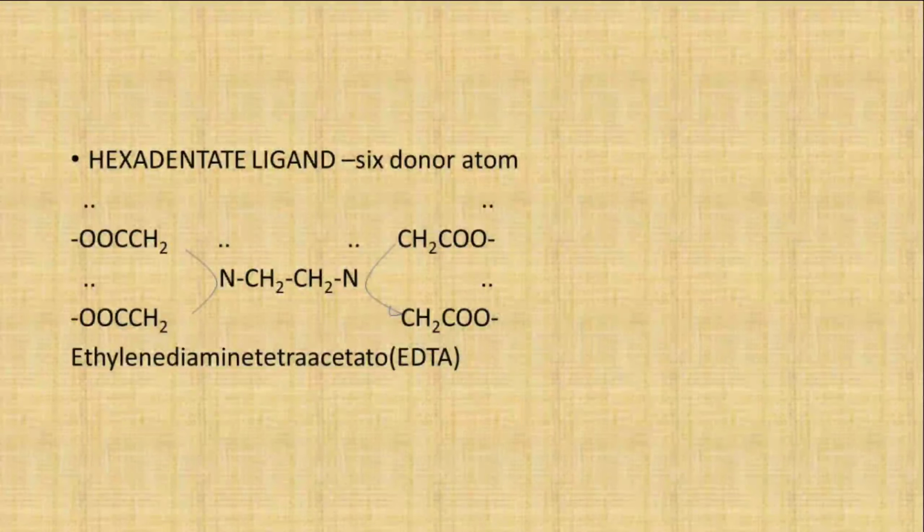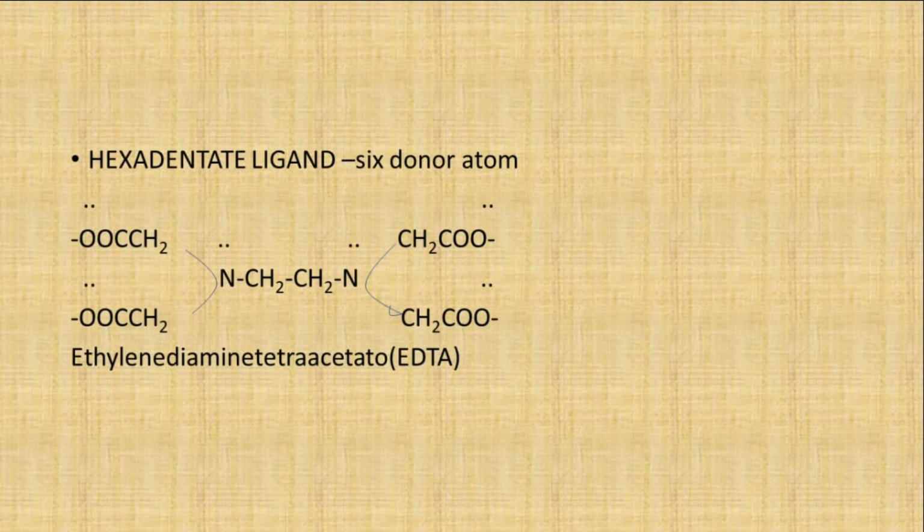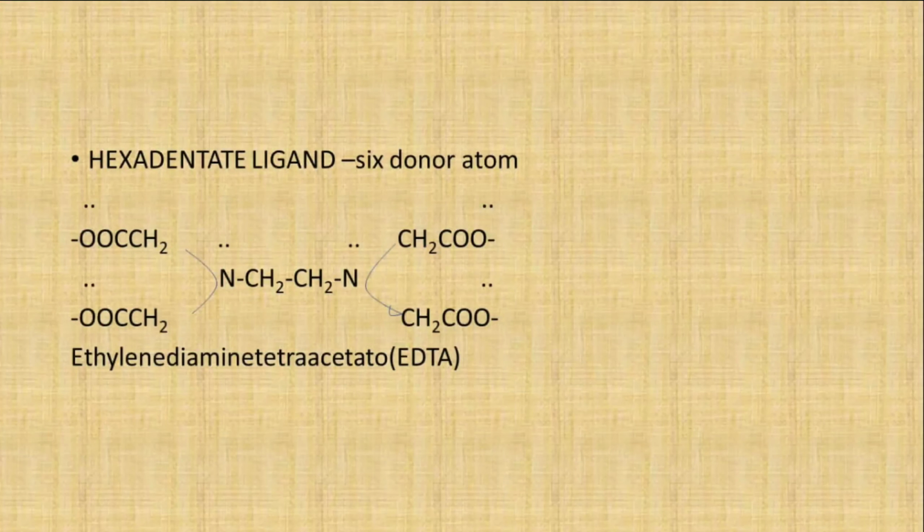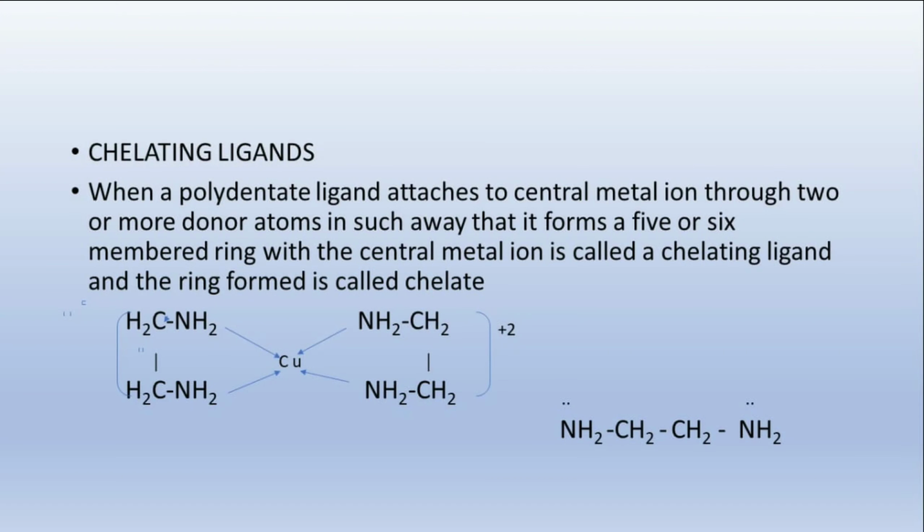Next is the hexadentate ligand. Hexadentate ligand has 6 donor atoms or 6 donor sites. Example, ethylene diamine tetraacetate, which is also known as EDTA. So here I have made ethylene diamine tetraacetate. Now when you look carefully, you can see 6 donor sites. 4 oxygen atoms carrying negative charge and 2 nitrogens with a lone pair of electrons. So it is an example of hexadentate ligand.